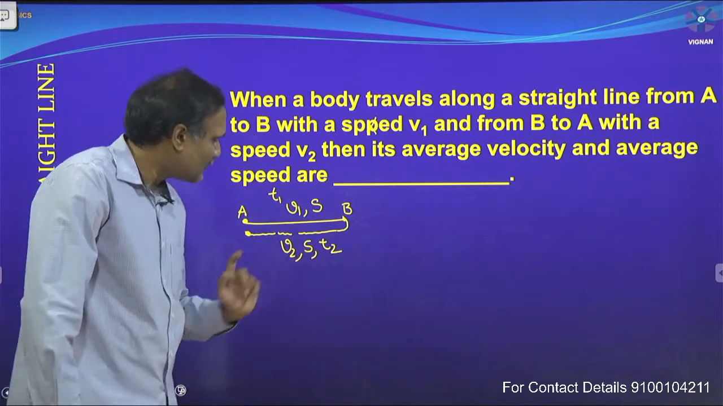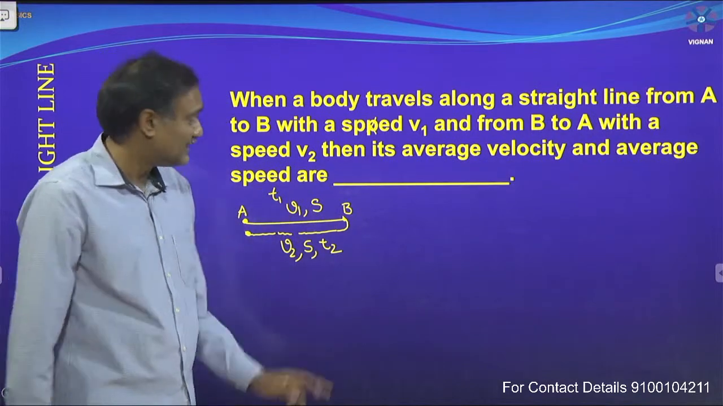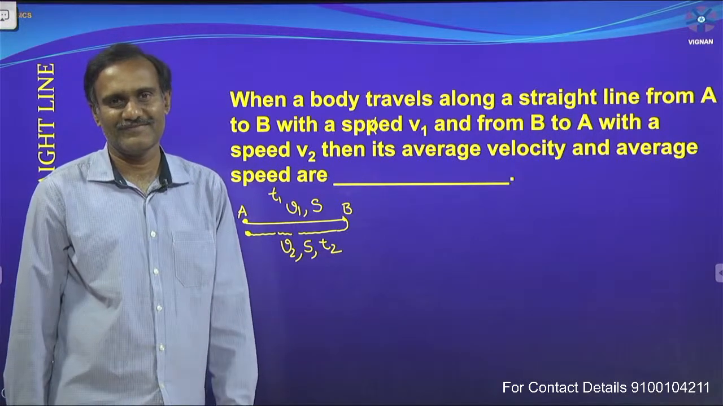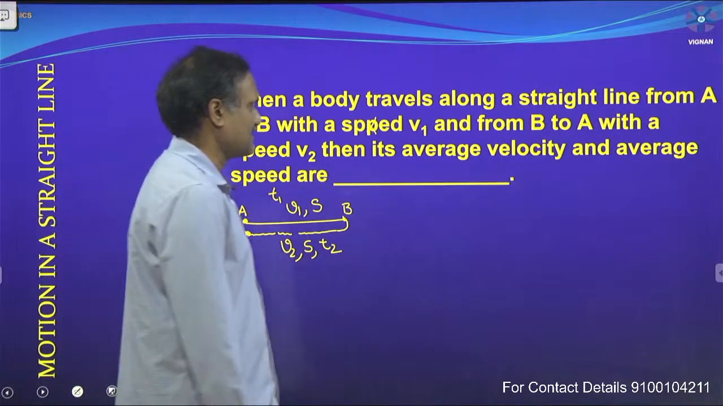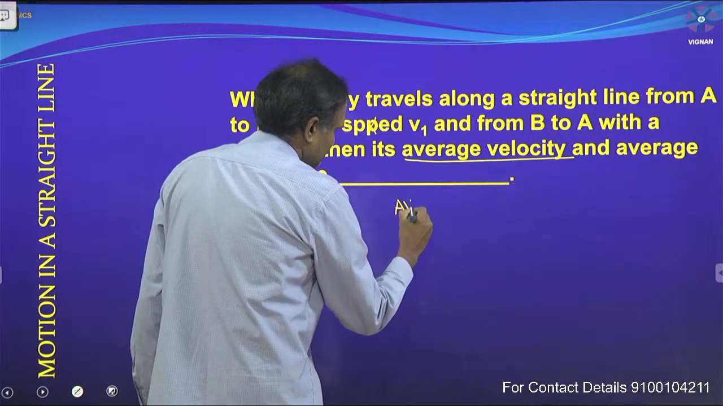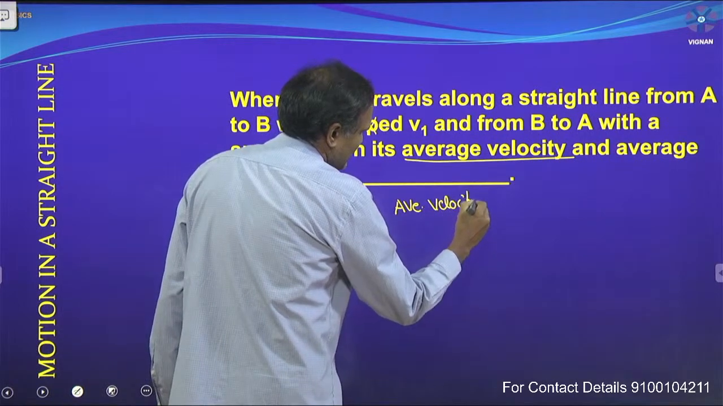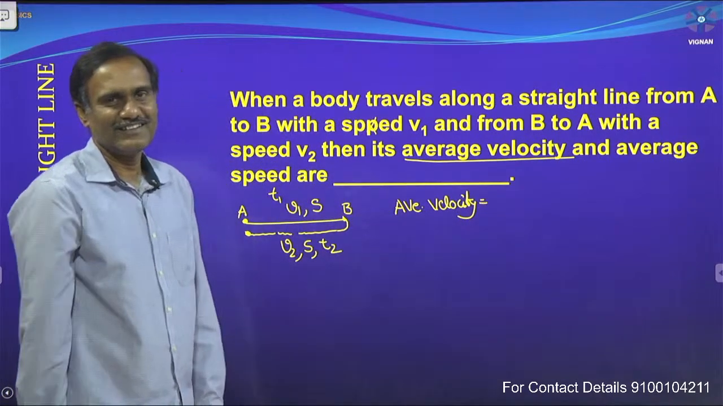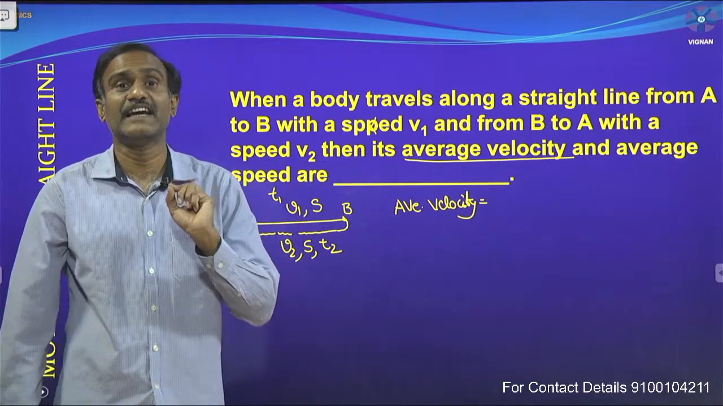Here the velocities and time intervals are different, but what about their path lengths? They are the same. Path lengths are the same. Now we are going to calculate first the average velocity. Tell me, what is average velocity? Displacement covered by the particle divided by time interval.